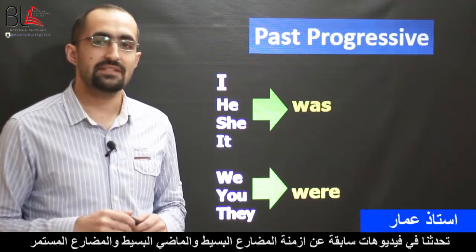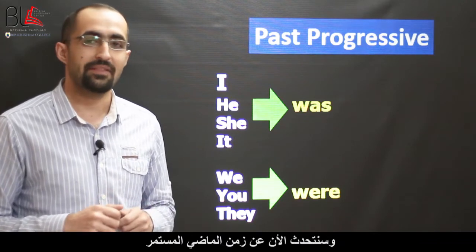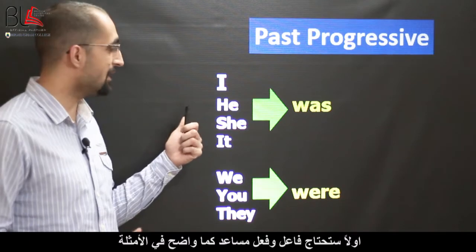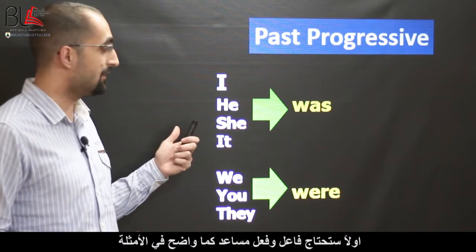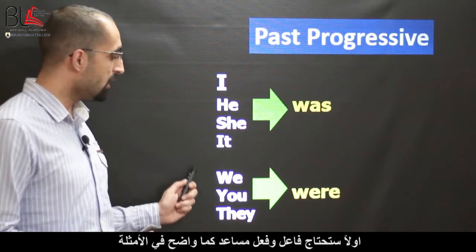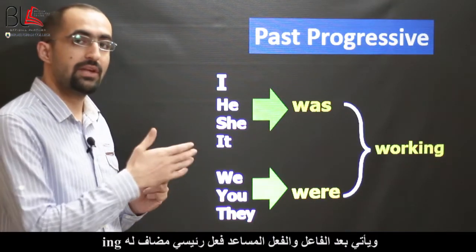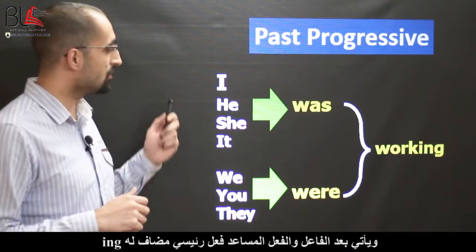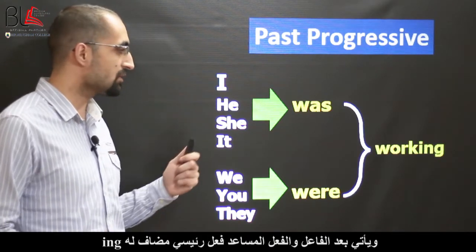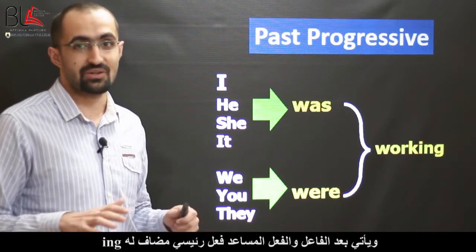We've talked about the present simple, past simple, present progressive, and now we're going to talk about the past progressive. The first thing you need is, of course, a subject, just like I, he, she, it. And these take an auxiliary verb, was, or we, you, they take were. But all of them should have a verb with ing. So, I was working, he was working, she was working, we were working, they were working, and so on.